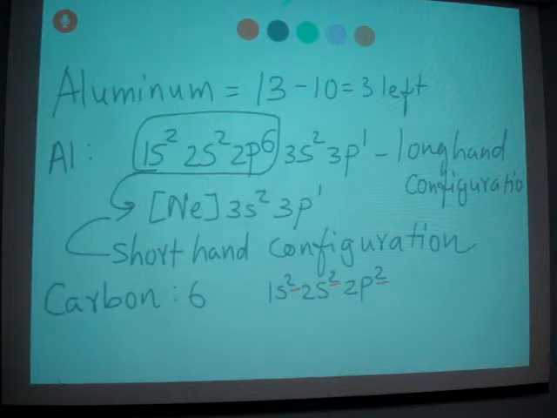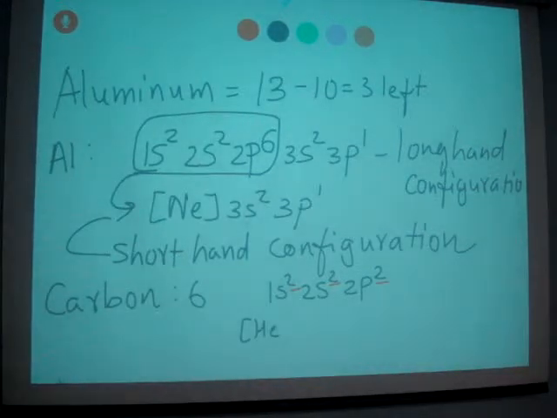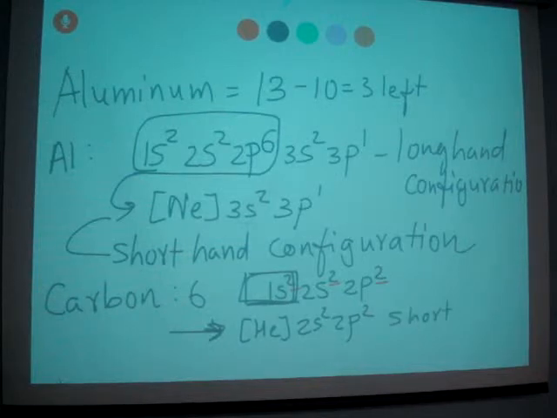Alright. Now when you write shorthand configuration, helium is the noble gas before carbon, which has electronic configuration 1s2. So instead of writing 1s2, we can write helium in a bracket, and then we can write 2s2, 2p2. So that's going to be a shorthand configuration for carbon.